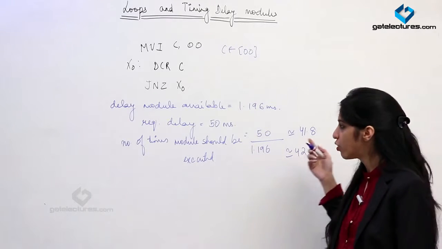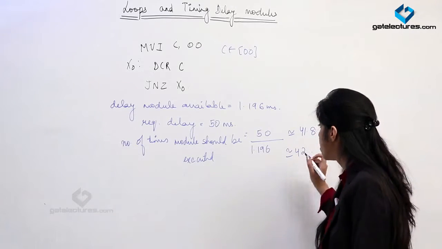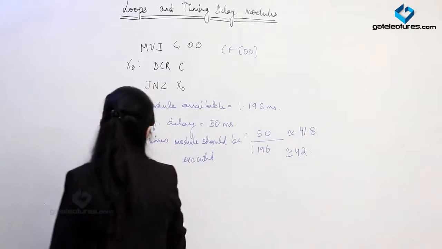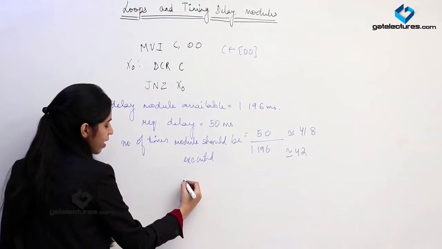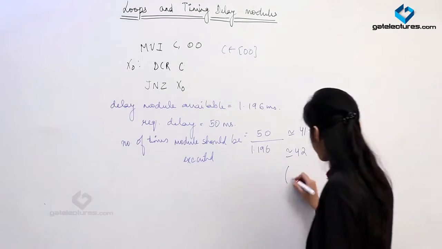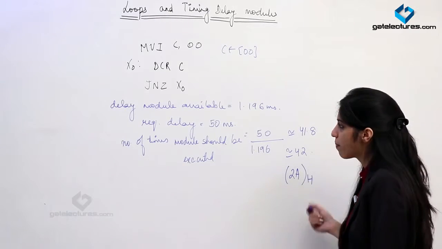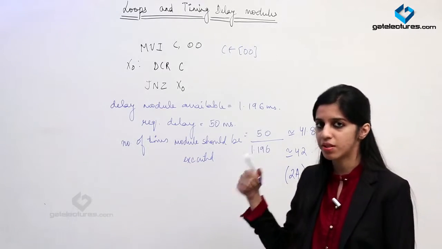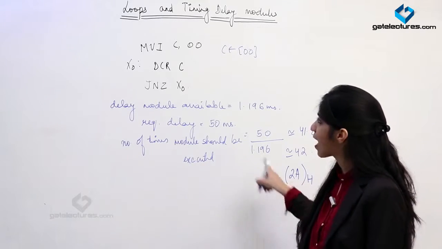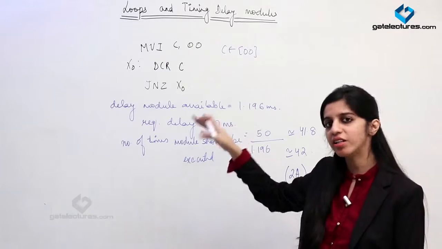42 times. When you represent 42 in hexadecimal, you are going to get it as 2A. I am writing it here only. This is going to be 2A in hexadecimal. So now I am going to use another register, any register, maybe B. I'll load B with 2A and I'll execute this loop inside a different loop.